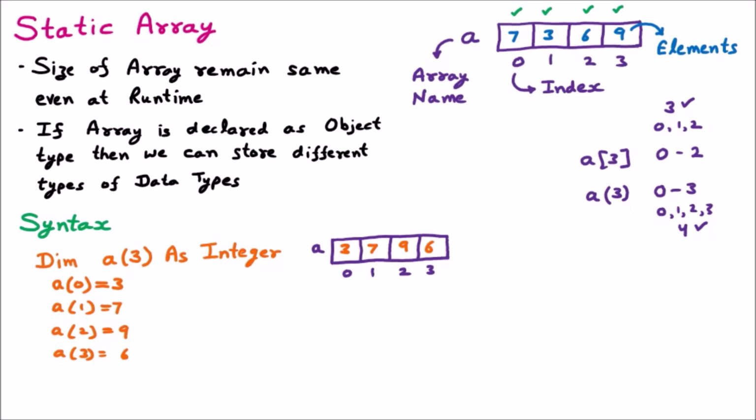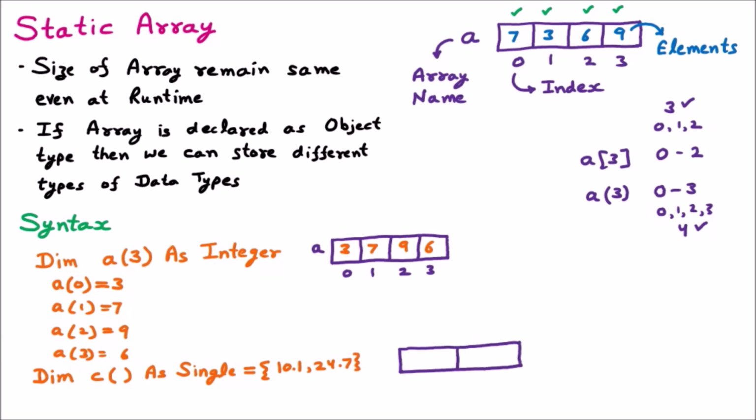Now I'm taking one more example. Dim C as single. Now that is equal to, let us suppose the values we are initializing here, 10.1 comma 24.7, the bracket close. So now here the memory is reserved. First of all we are storing the first element, which is 10.1, and then we are storing the 24.7.